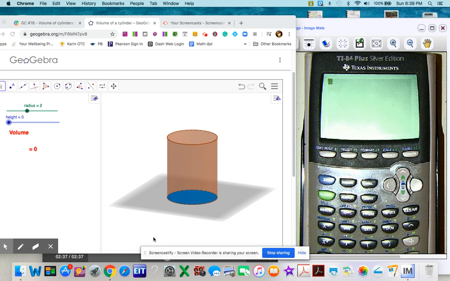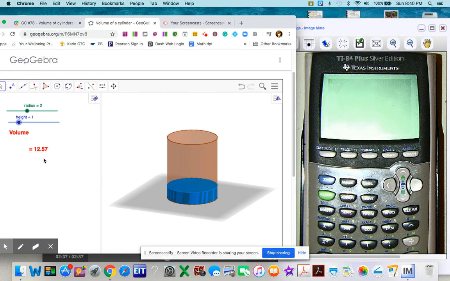So I'm going to take a look at the cylinder that I have on my screen. Right now it has a radius, the distance from the center out, of 2 and a height of 0. So obviously the volume is 0. It's got no thickness to it at all, it wouldn't be holding anything. But what happens if I make my height 1 unit? Basically I'm going to end up with 1 layer right here. So how much volume is in there now?